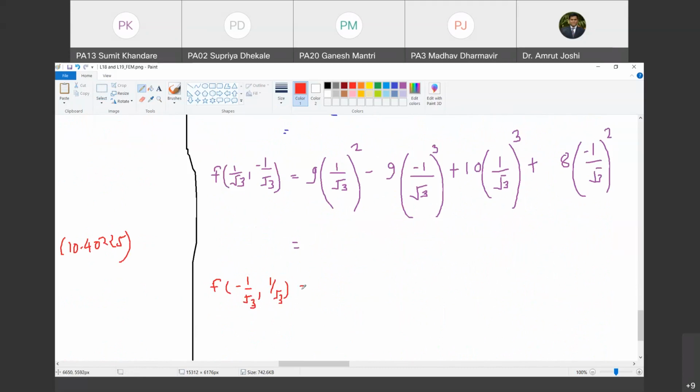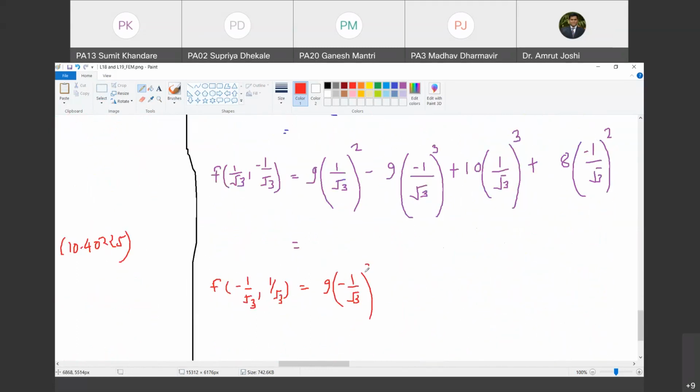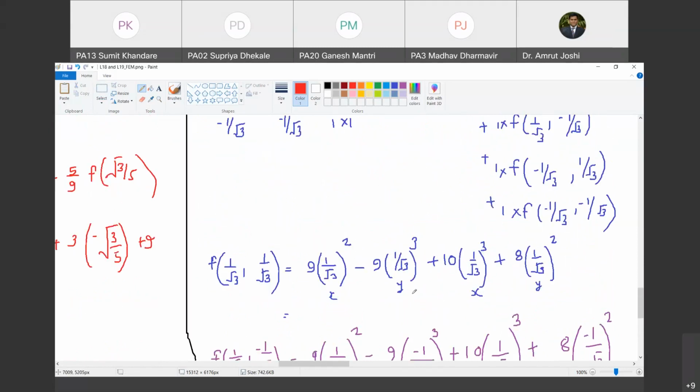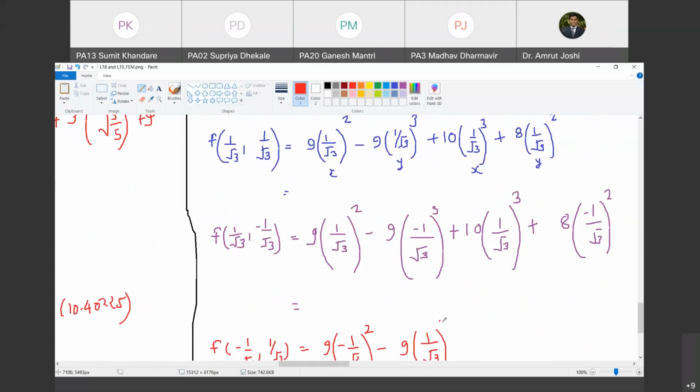So wherever there is x, I am going to substitute the value as 1 by root 3, minus 1 by root 3. So 9 into minus 1 by root 3 square minus 9 into 1 by root 3 cube. Actually, on your calculator, if you write the function in terms of two variables, it is very easy to calculate. You can just go on changing the values of a and b as plus minus 1 by root 3 and you shall get the answer. So you must master that skill on your calculator.